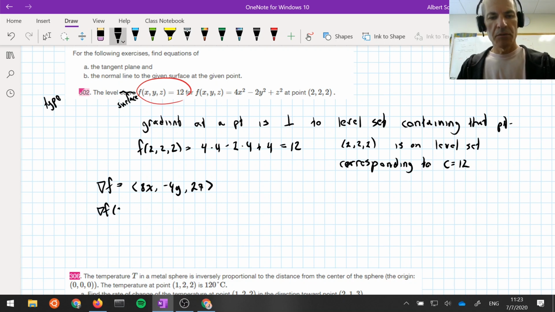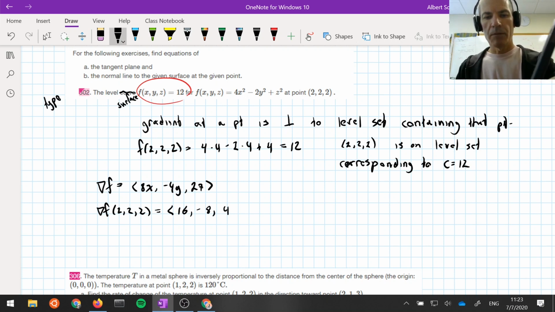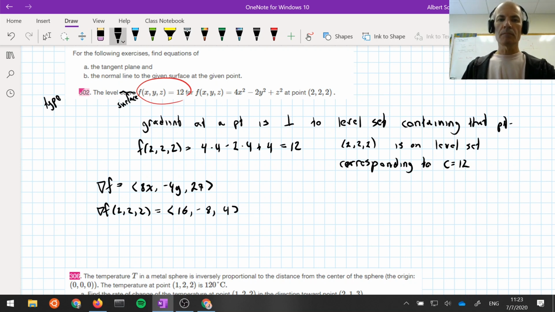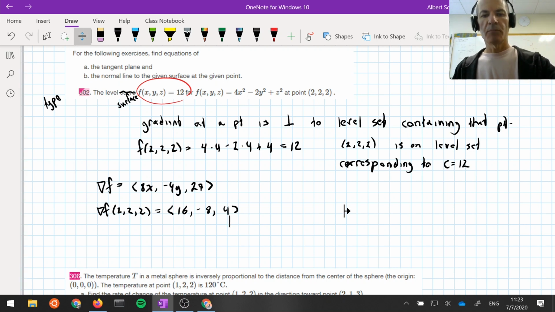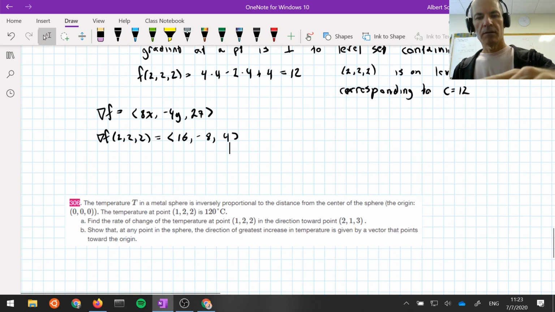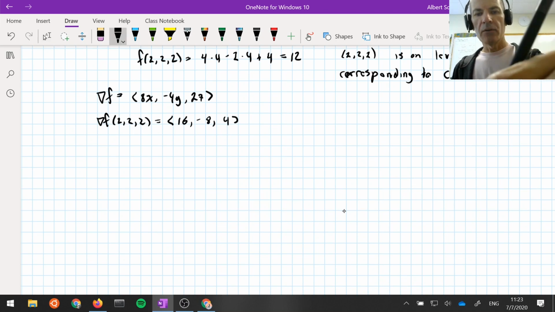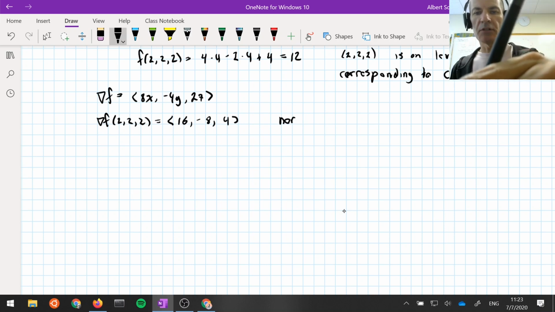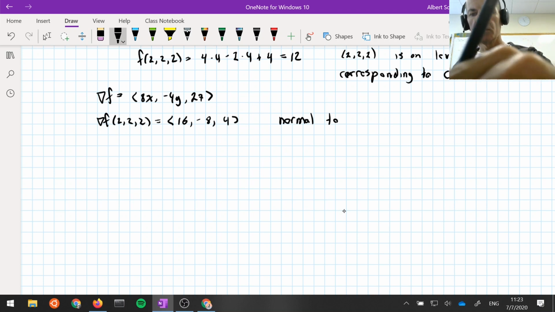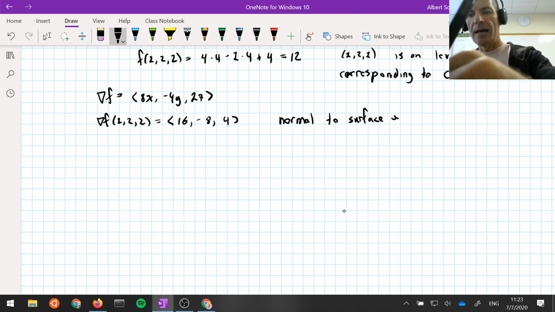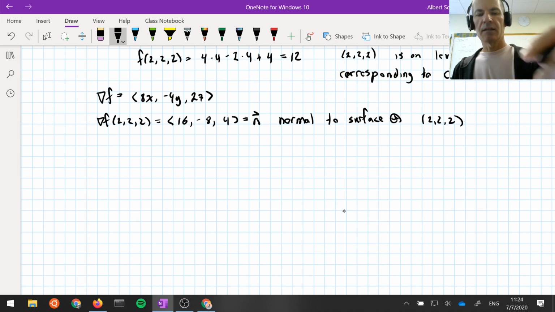At the point 2, 2, 2, we see that this gradient points in the direction 16, minus 8, and 4. If we want to build the tangent plane at that point, what do we need? We need a normal vector and a point. Well, we know this is the normal vector because gradients are perpendicular to level curves or level surfaces. So this is normal to the surface at 2, 2, 2. So we can use that as a vector n in the construction of a plane.